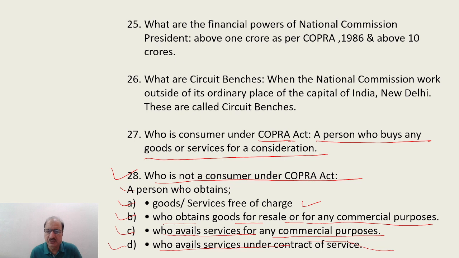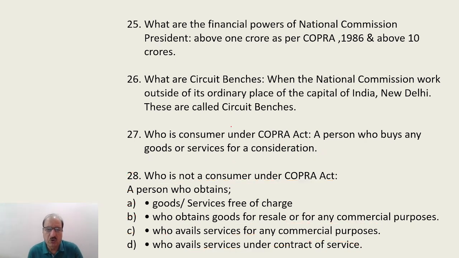So who is not a consumer under the COPRA Act? A person who obtains, A, goods and services free of charge. B, who obtains goods for resale or for any commercial purposes. C, who avails services for any commercial purposes. And D, who avails services under contract of service. So all these are not consumers. So we have covered 25, 26, 27, 28.